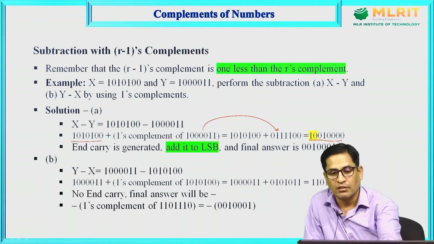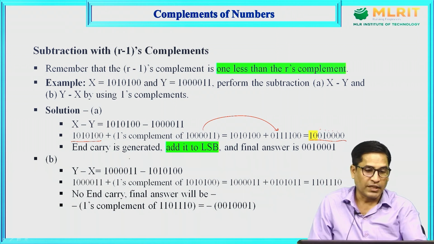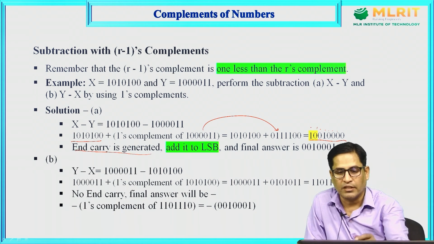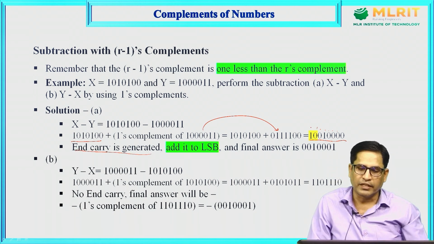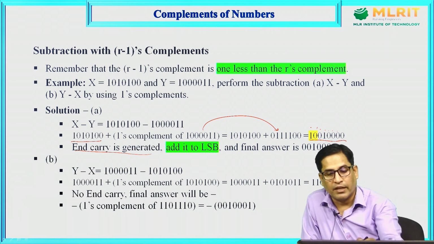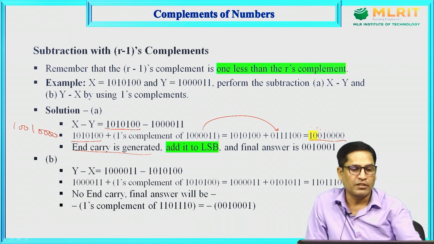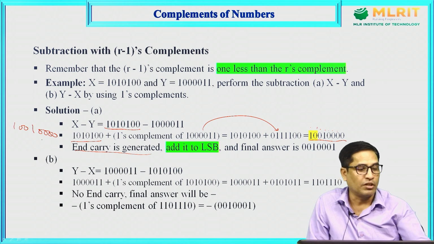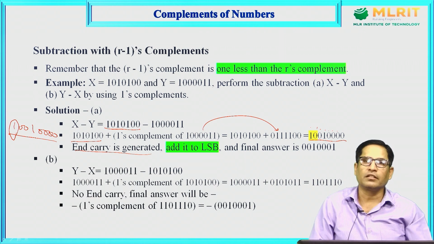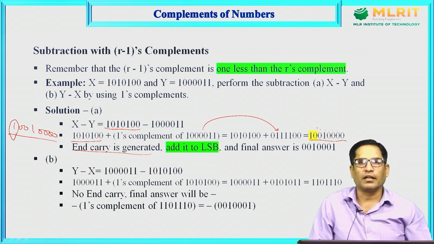This we got. So the number is 1, 2, 3, 4, 5, 6. An end carry is generated because here 8 digits are there. Add it to the LSB. We have to add the number 1, 00, 1, 4 times 0. Since we started with 7 digits each in X and Y, but we got 8 digits in this one, that means this one is the end carry. Here in R minus 1's complement, in contrast with R's complement where we discarded the carry, we are going to add the carry.